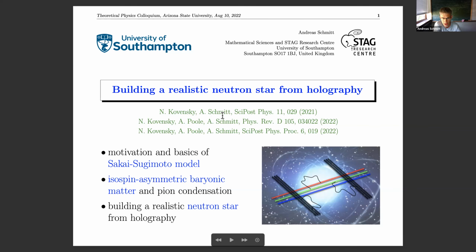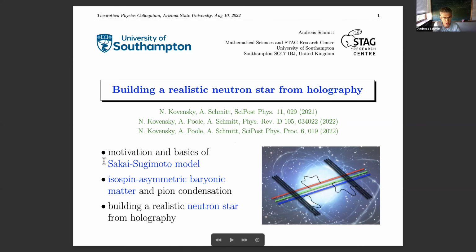So this work, I should mention, is based mostly on collaboration with Nicolas Kovensky, who is now a postdoc at Zakaizuki, and Aaron Poole, who was a postdoc here at Southampton, now currently moving to a postdoc in Korea. So the first paper is more of a theoretical exploration. I'll talk about this as well. So there will not only be applications to neutron star physics, but also to questions on the phase diagram. And the other two papers, the second one is the main one where we constructed the neutron star. And the third one are proceedings, but we included some new results where we did a more systematic comparison of our results with the observational data.